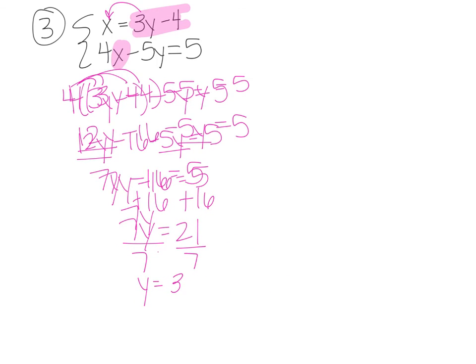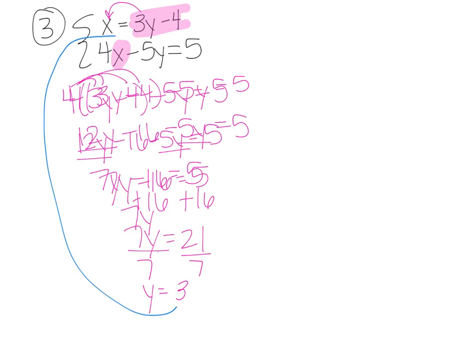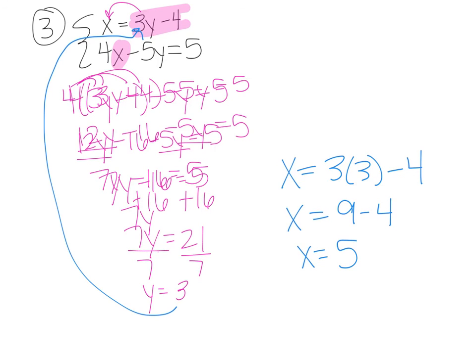To find the second answer, I'm going to take the y and plug it in somewhere. The easiest place to plug this in is that first one that was already solved for x. Since we're missing x, if you plug it into the one that says x equals, it'll just make it a little bit faster. You can plug it in the other one, you just have to do a little bit more algebra. It's going to be x equals 9 minus 4, x equals 5. So when you write your answer, make sure you do the x answer first, 5, comma, the y answer, 3. Alright, I hope that helps you on your algebra review.